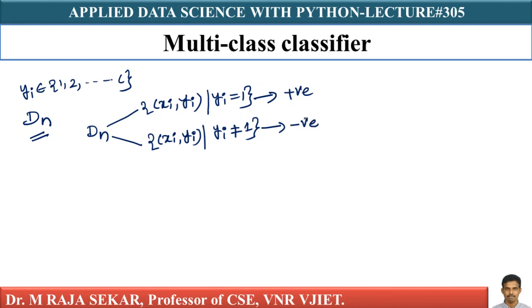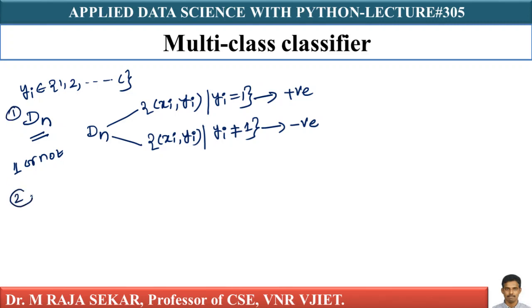Now from a problem where I have C classes, let's take class 1 as one class, and the rest of them as the other class. Now I can build a binary classifier here to predict whether it is 1 or not. That's what this binary classifier does. Let me say this is the first one.